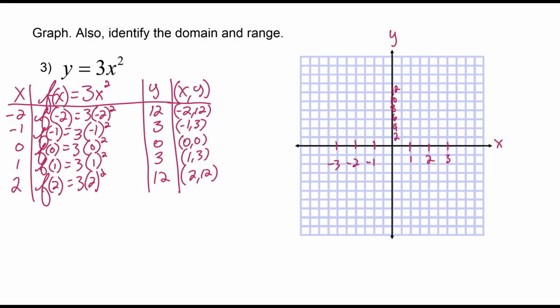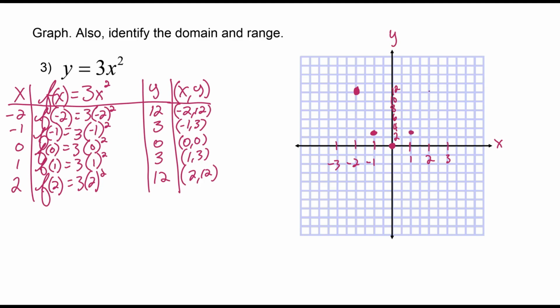So our first point is -2, 12. So -2, 12 would be right there. Our second point is -1, 3. So -1 and 3 would be halfway between 2 and 4. We've got 0, 0, or the origin. And then we've got 1, 3.